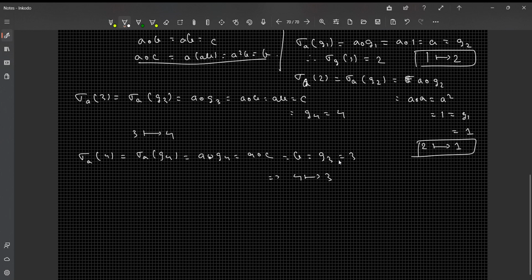Therefore, we know that sigma is a permutation, right? So sigma A has this permutation representation as, so 1 goes to 2 and 3 goes to 4 and comes back. So this is a cycle representation of sigma A, right? So this is the cycle representation of sigma A. Clear?